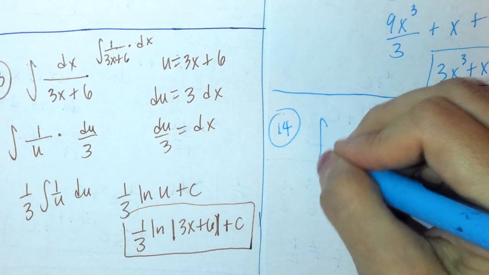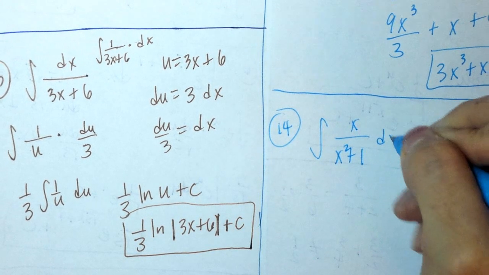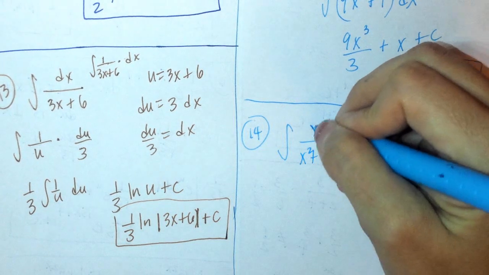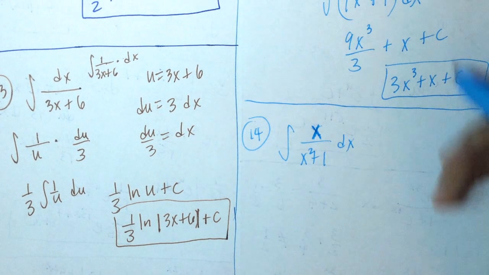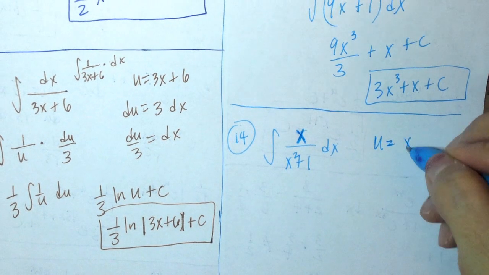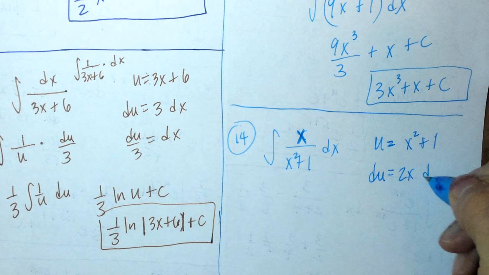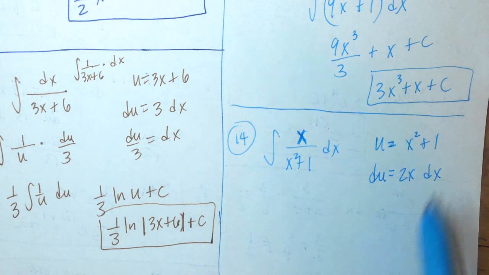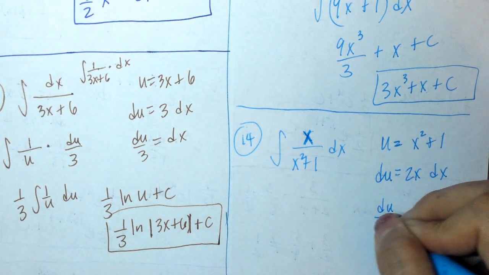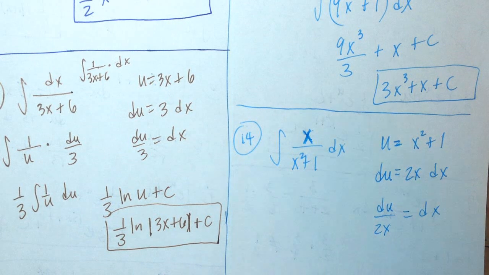Last one, guys, we'll do for today is number 14. So I have the integral of x over x squared plus 1 dx. So what do y'all think my u is here? Usually what the denominator is, right? So this would be x squared plus 1. So du would be 2x dx. And that's good because I want the x's to cancel out, right? Because if I solve for dx, I get du over 2x equals dx. And that means my x's will cancel out.